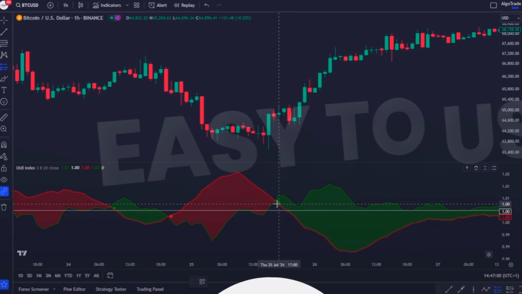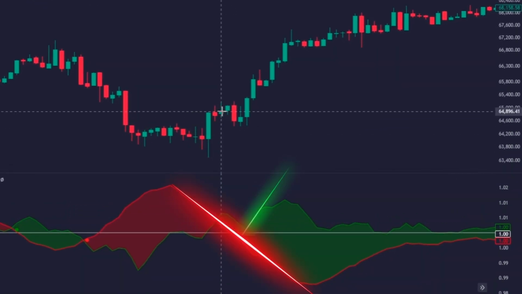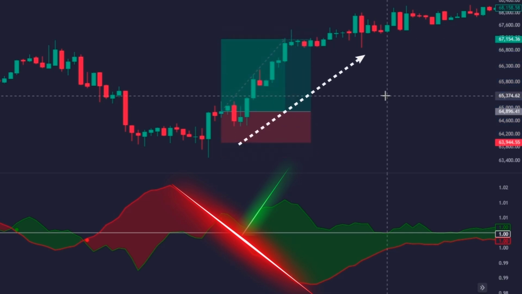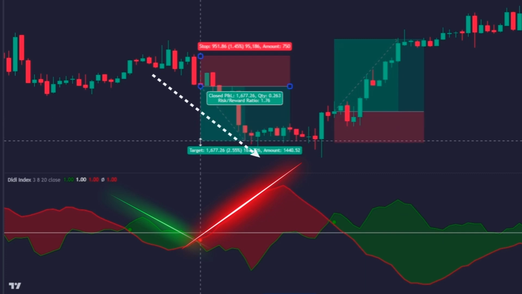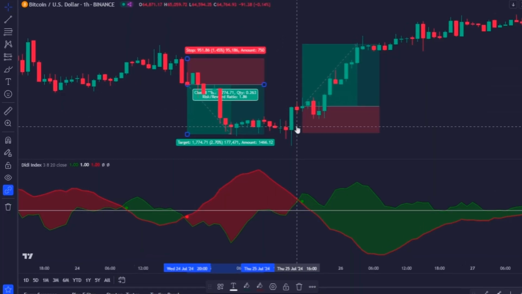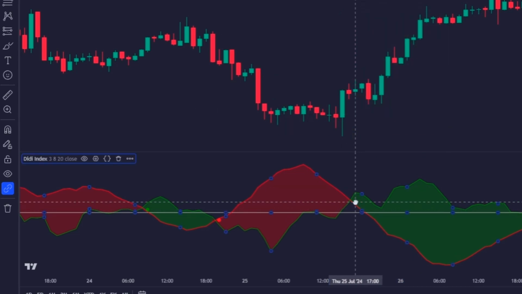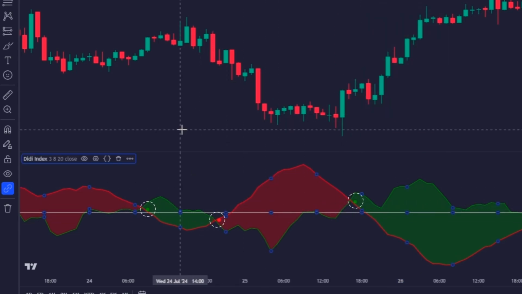simple to use. When the green line crosses above the red one, it means the market's price has a high probability of rising, and the opposite is true when the red line crosses above the green one. These crossovers are also highlighted on the histogram by these green dots and red ones.